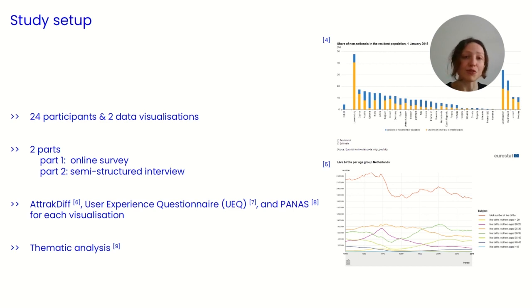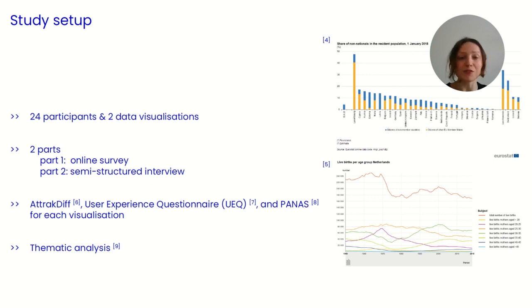Here, participants had to review two traditional data visualizations, one bar chart about the share of non-nationals in European countries, as you can see on the top, and a line chart about the live births in the Netherlands, as you can see on the bottom. So first, participants got to see one of these visualizations, after which they had to fill out the AttrakDiff, the UEQ, and the PANAS. This process was then repeated for the second visualization.